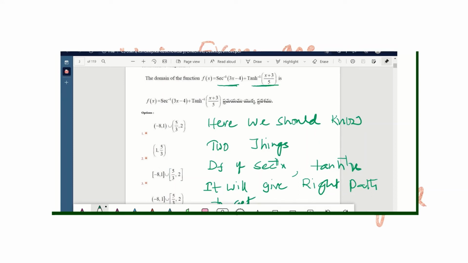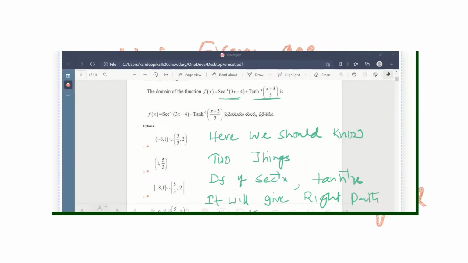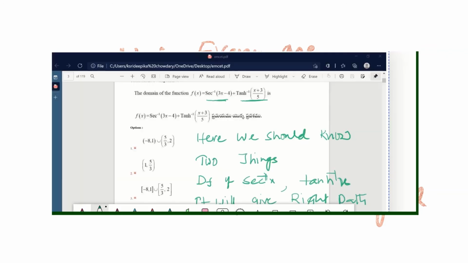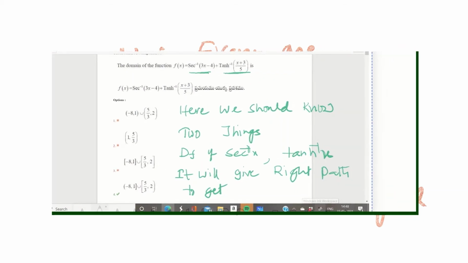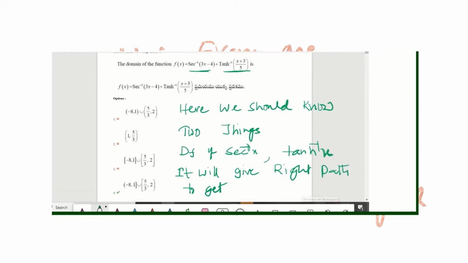Here is the question you can see. Question number 2: you're asked to find the domain of f of x equals secant inverse of (3x minus 4) plus tanh inverse of (x plus 3) upon 5. So f of x is given. This is one function, and it is a combination of two functions. It is the resultant of two specified functions.